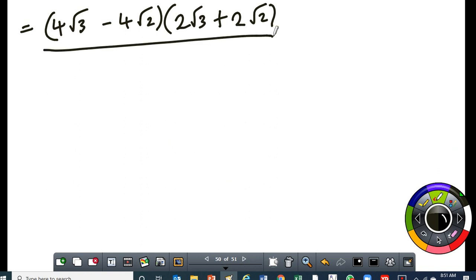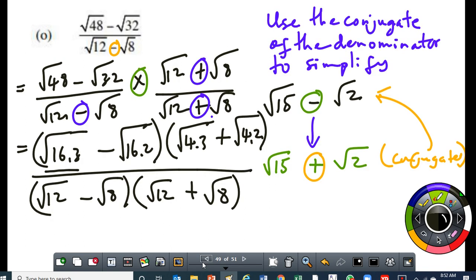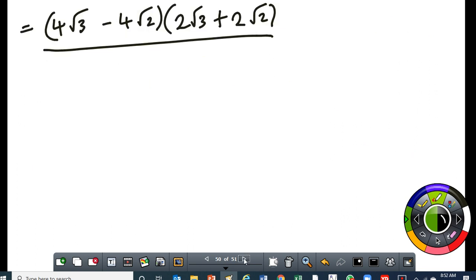Now I want you to pay attention carefully to how I'm going to simplify the denominator. It's so interesting how the denominator is going to become a rational number. So here I have square root of 12 times square root of 12. By now you need to know that square root of 12 times square root of 12 is 12. Okay? By now you need to know that. So I'll put my 12.